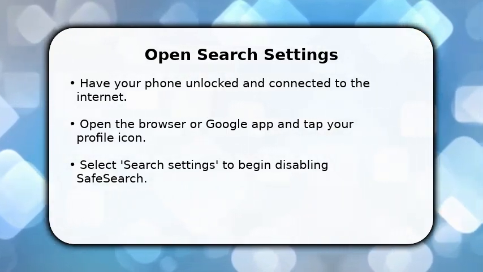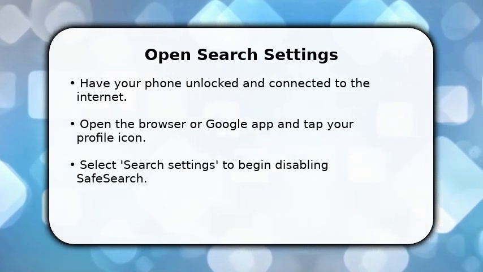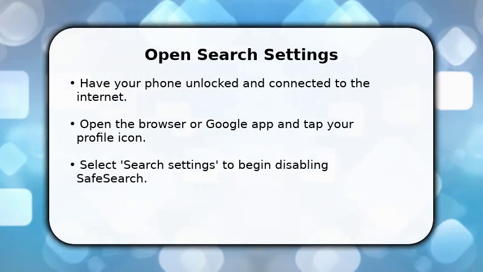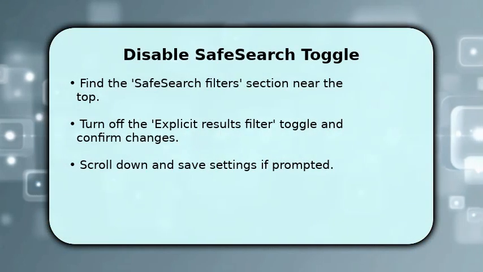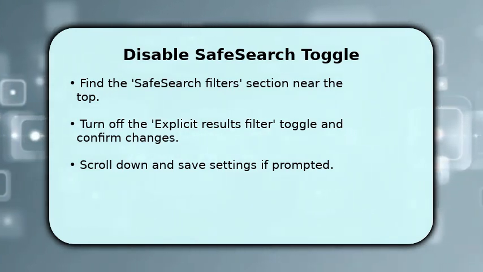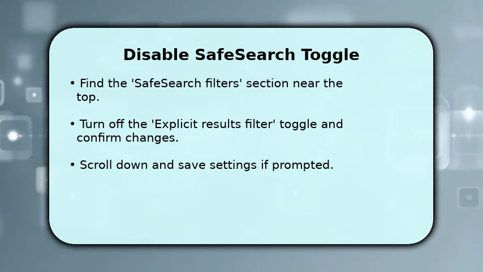You're not changing device restrictions, yet you're accessing the exact toggle. Now locate the Safesearch filter near the top to prepare for the change. You now see the Safesearch filter option. Turn the explicit results filter off by tapping its toggle, and the interface will update immediately.